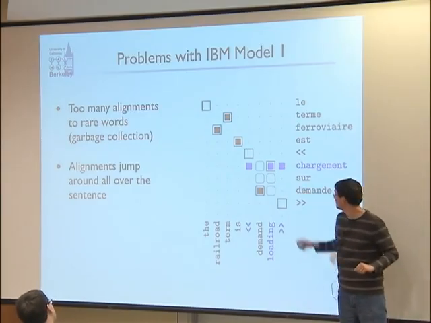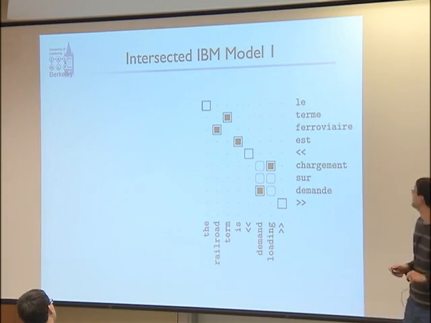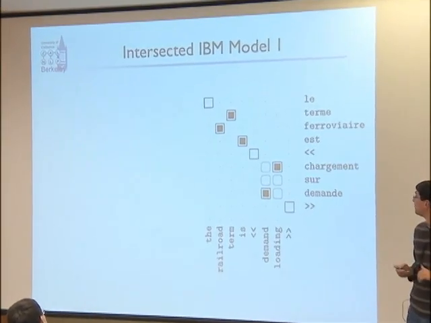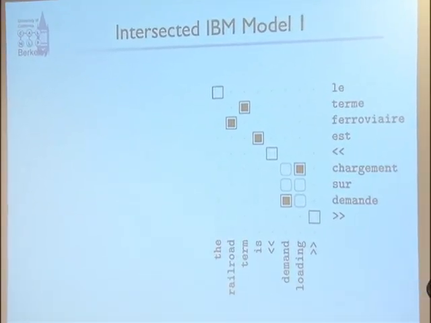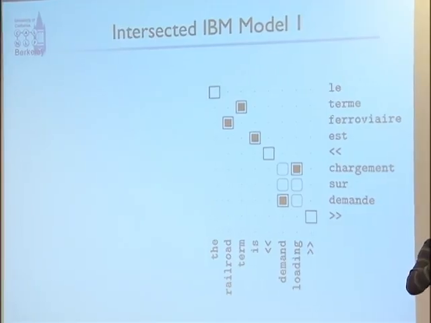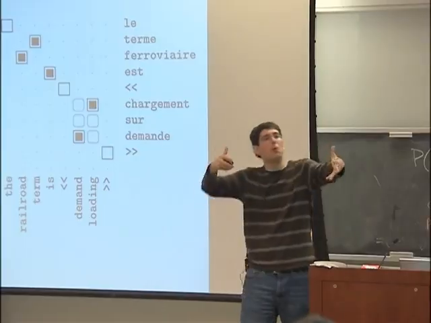So let's see if we can clean this up. Oh, I did it. How did I do it? Well, we can intersect IBM Model 1 in both directions. Everything I've been talking about so far is generating the foreign sentence from the English sentence, and therefore aligning each foreign word to some English word. And I could run the whole model in reverse.